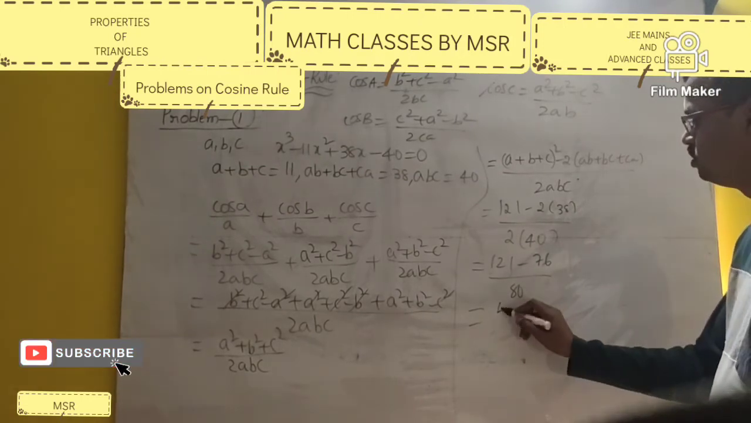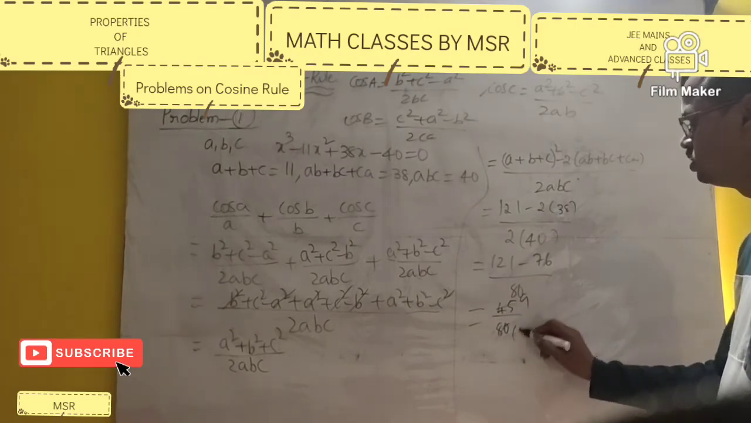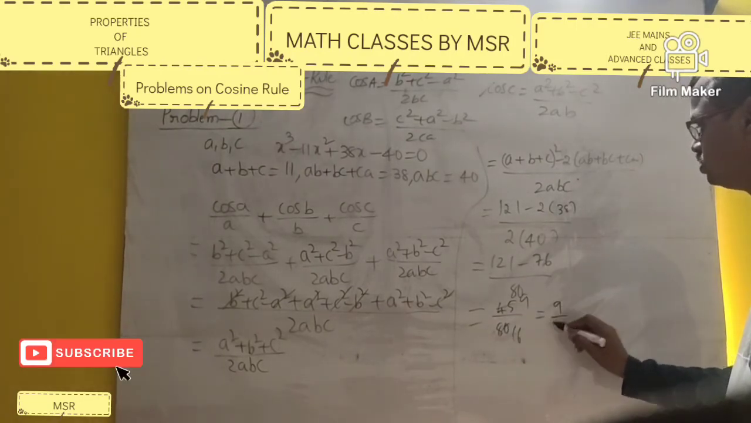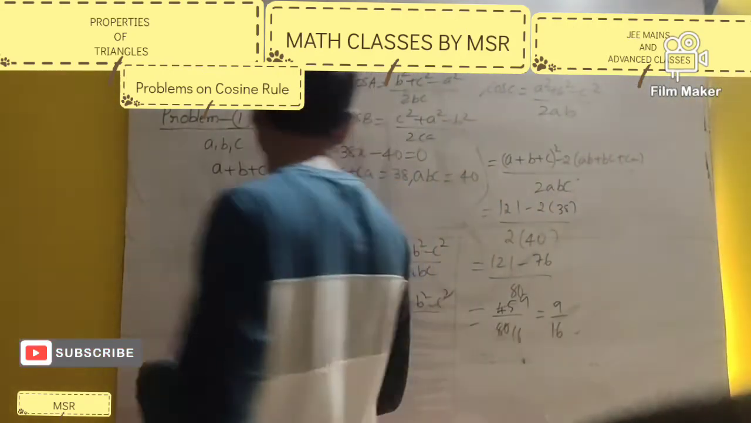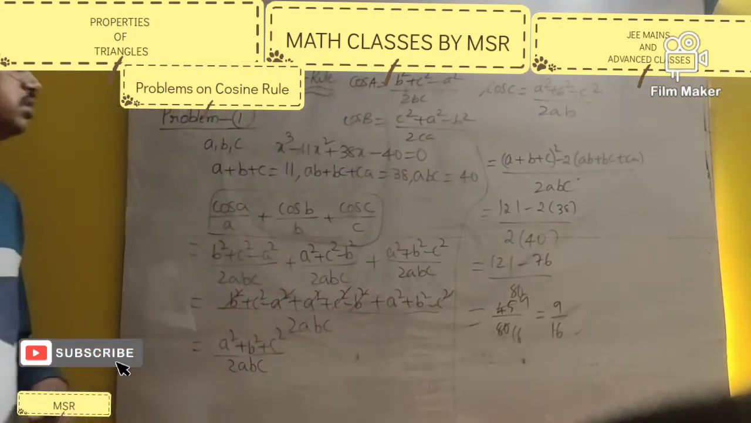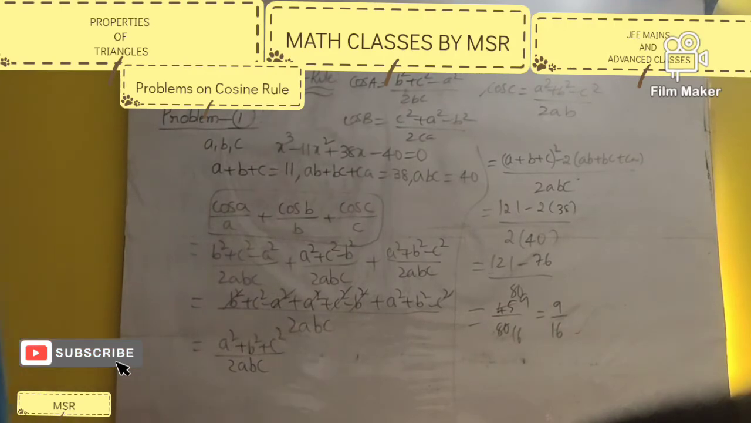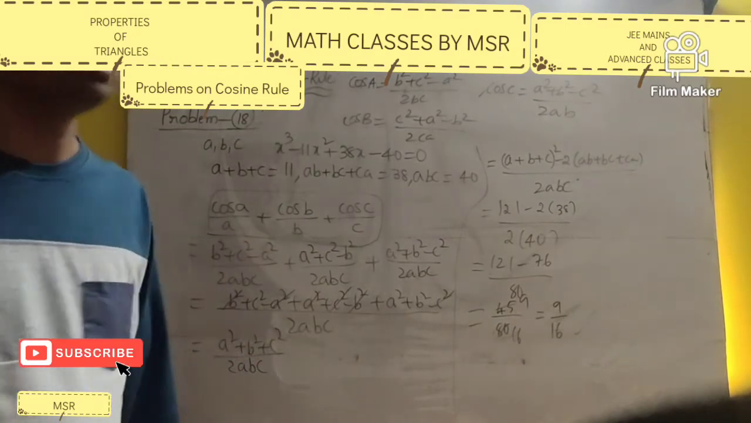Okay, 45 by 80. So 9 by 16 is the answer to the given expression. So cos A by A plus cos B by B plus cos C by C is 9 by 16. So this is problem number 18. Then we'll go to the next problem.